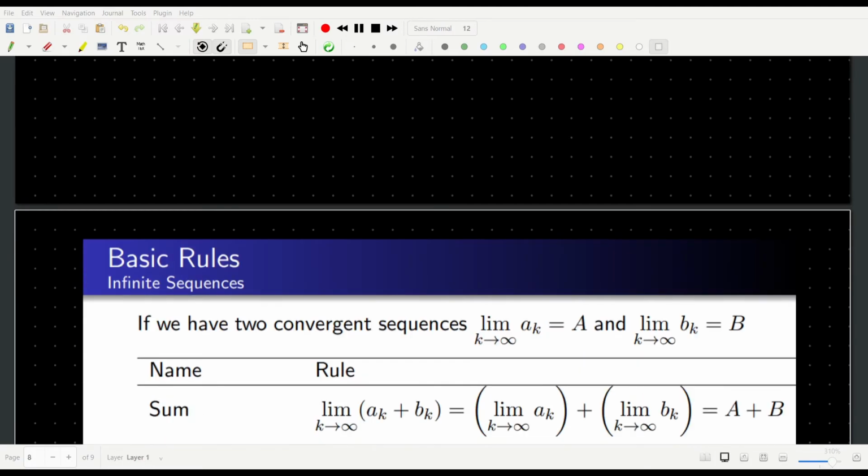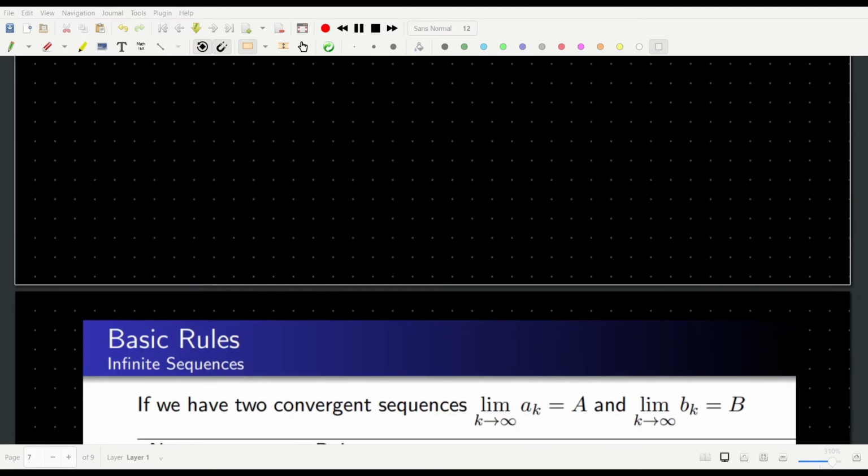For the basic rules here, we're going to assume for all of these that the limit of the sequence a_k is equal to a, and the limit of a sequence b_k is equal to b as k goes to infinity. And so we're assuming that we have two convergent sequences.